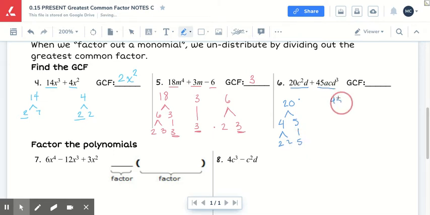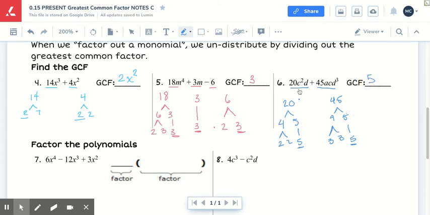For 45, I think for that one I will start with 9 times 5. 9 is 3 times 3, and the 5 is a prime number, so I'll just bring that down. So looking at these 2, the only thing that they have in common is a 5. So I'm going to write down a 5.